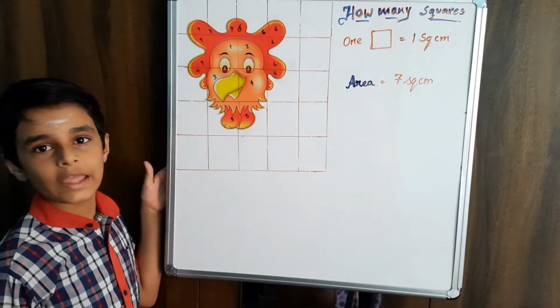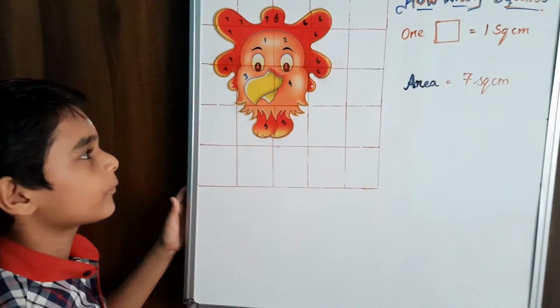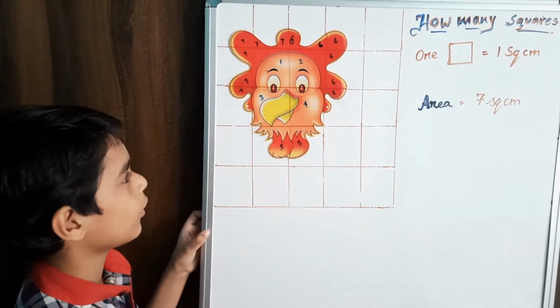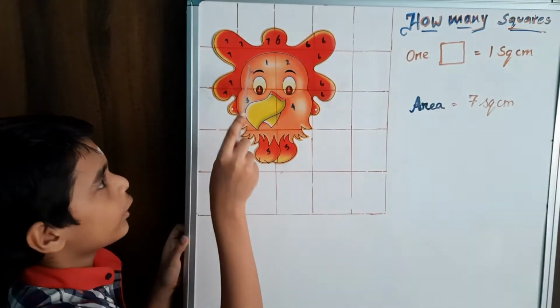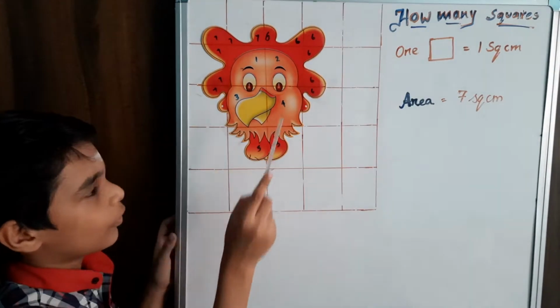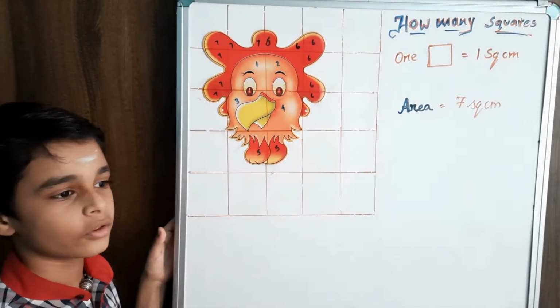Now let us measure the area in this bird picture. First, we have to count the squares in this picture. Full squares: 1, 2, 3, 4. So there are 4 full squares in this picture.